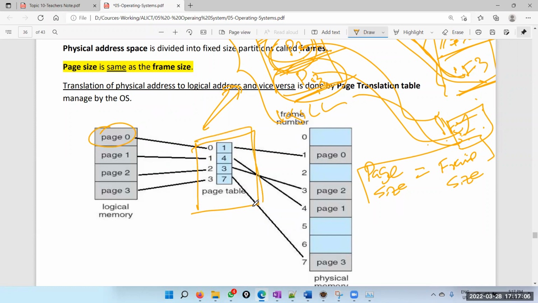Now you can see that this is the page table. It says page 0 is mapped to frame 1, so page 0 must be here. Page 1 is mapped to frame 4, so page 1 is in frame 4. Page 2 is mapped to frame 3. So these are frame 0, frame 1. Usually we count from 0, okay? And page 3 is mapped to frame 7. That means all the pages are in the physical memory. None of the pages is in the virtual memory because we have enough memory here.